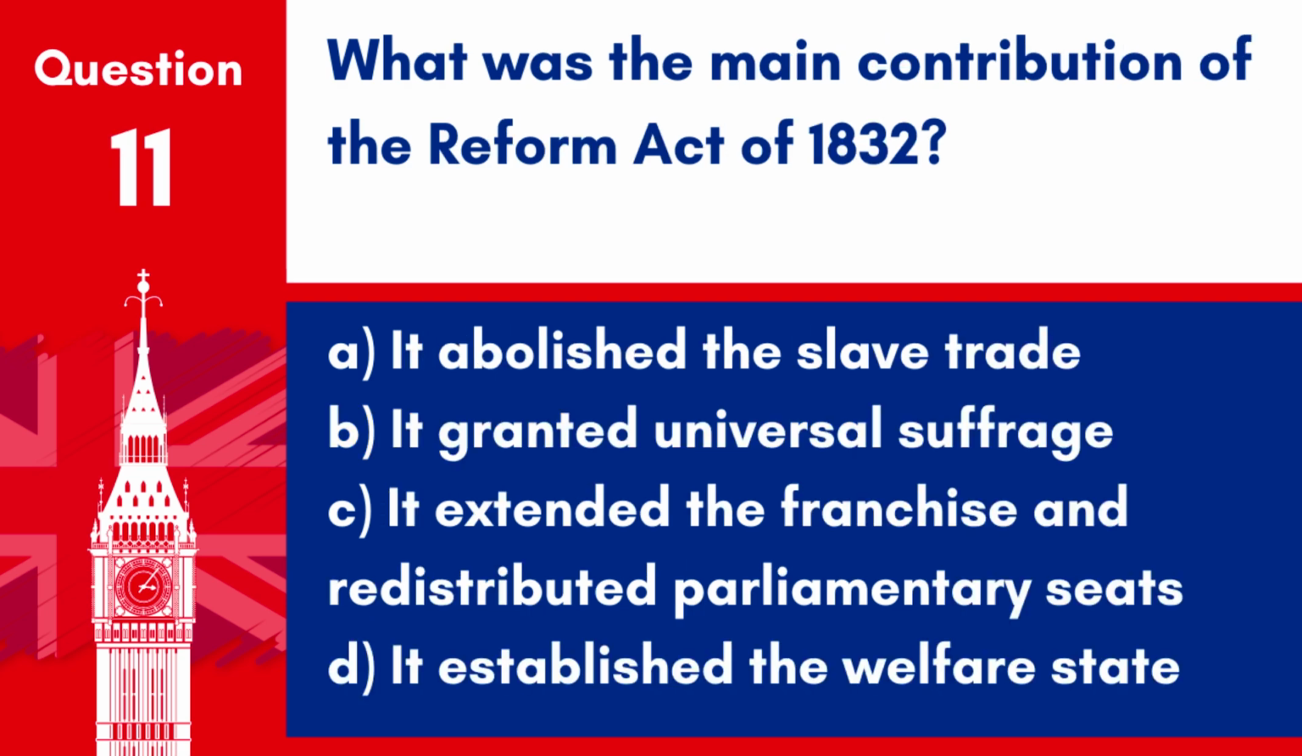Question 11. What was the main contribution of the Reform Act of 1832? A. It abolished the slave trade. B. It granted universal suffrage. C. It extended the franchise and redistributed parliamentary seats. D. It established the welfare state. Answer: C. It extended the franchise and redistributed parliamentary seats. The Reform Act of 1832 was significant for widening the electoral franchise and addressing disparities in parliamentary representation.